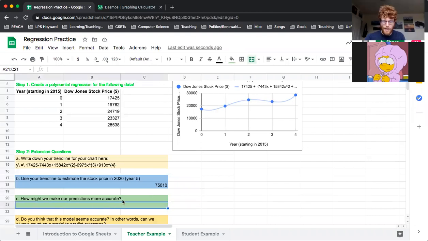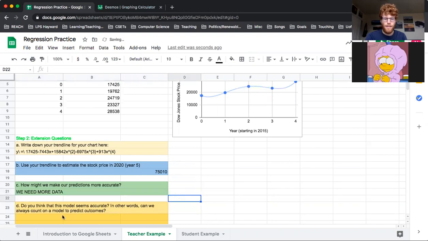How might we make it more accurate? We need more data. We only have a few points of data here. If we had more and more data, it would be more and more accurate. So statisticians like to gather lots and lots of data in order to make the information more useful and more accurate. So do we think that this seems accurate? No, it doesn't seem accurate.